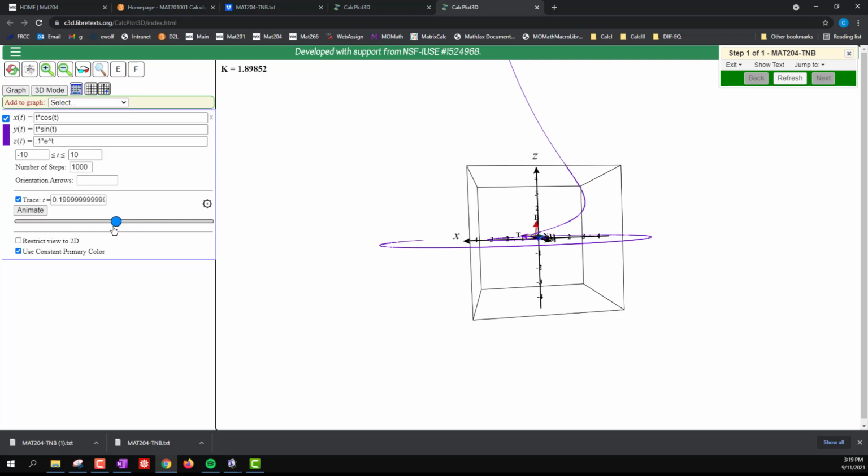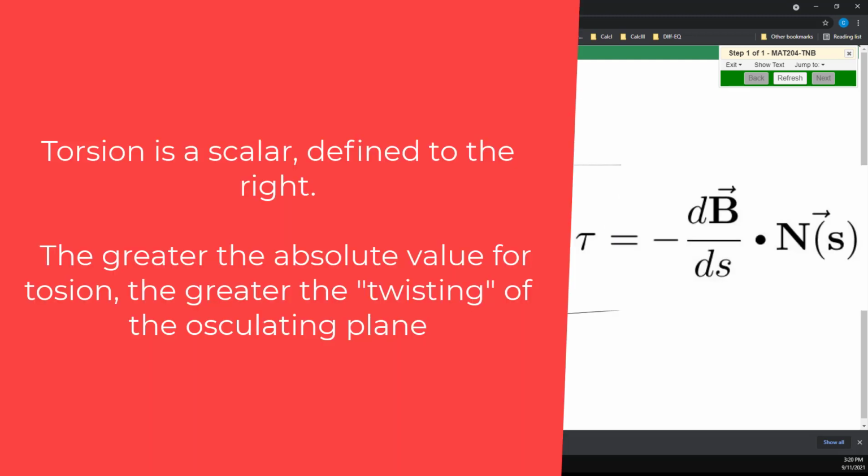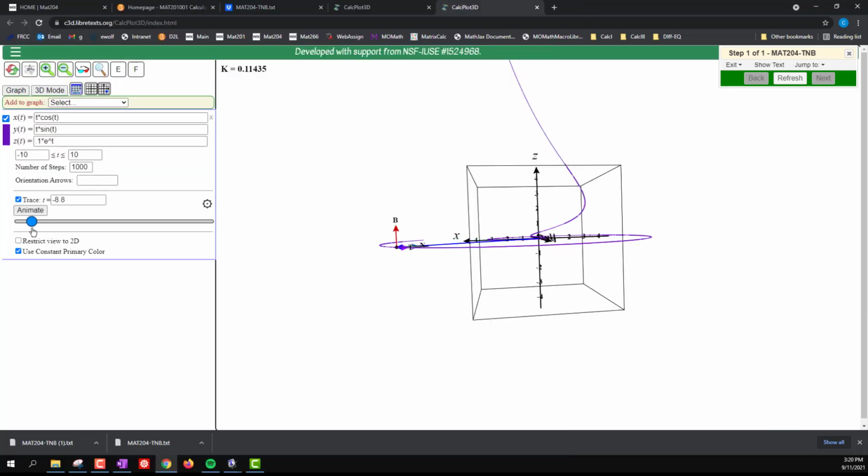So the last component we have to talk about, and this has been a long buildup, is the notion of torsion. And torsion is asking the question, how is the osculating plane itself changing? Notice the osculating plane, although the vectors t and n are changing, the plane itself is staying in the xy plane here. And we see that because the vector b is not changing. But once the vector b starts changing, we also get a twisting effect in the osculating plane.